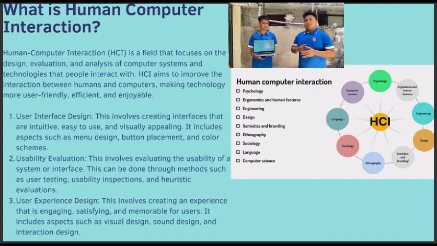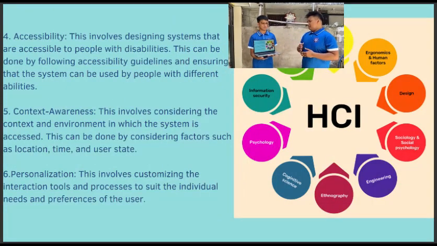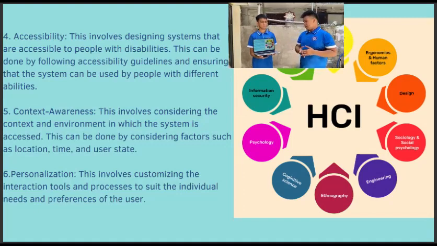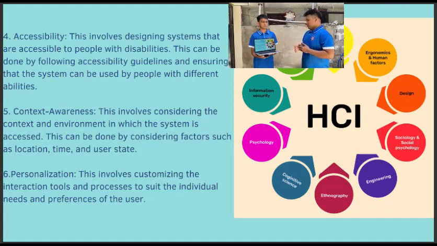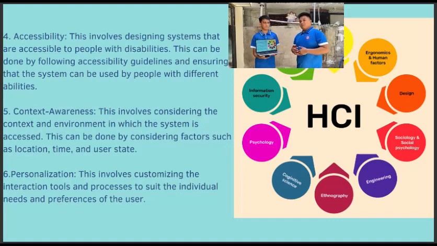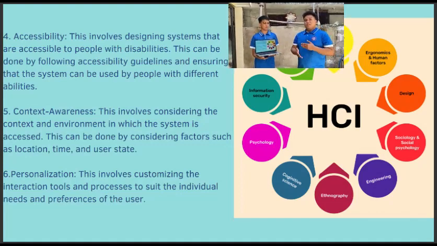And number 4 is accessibility. This involves designing systems that are accessible to people with disabilities. This can be done by following accessibility guidelines and ensuring that the system can be used by people with different abilities. So we design systems that people with disabilities can also use.